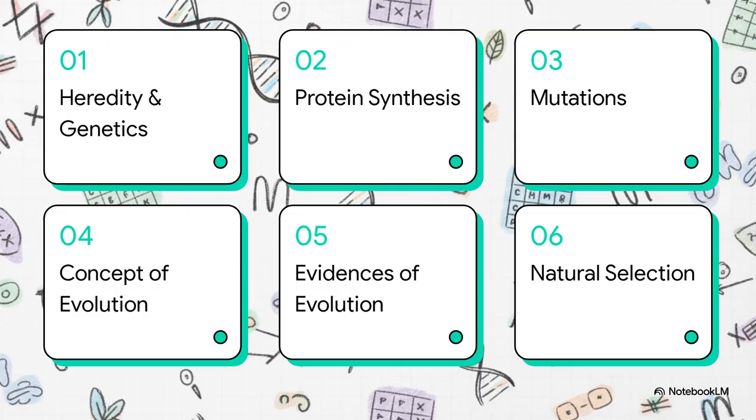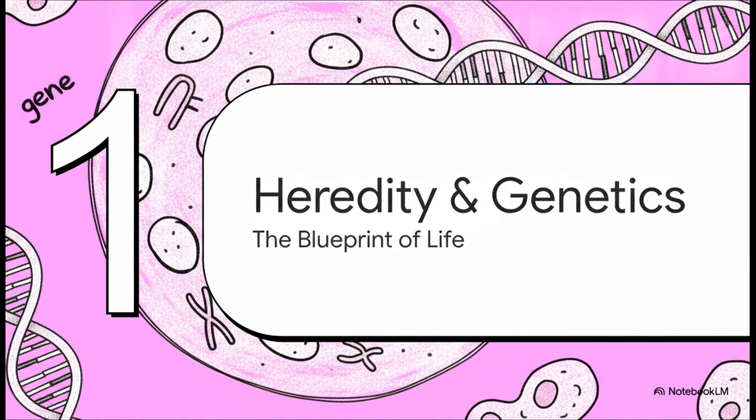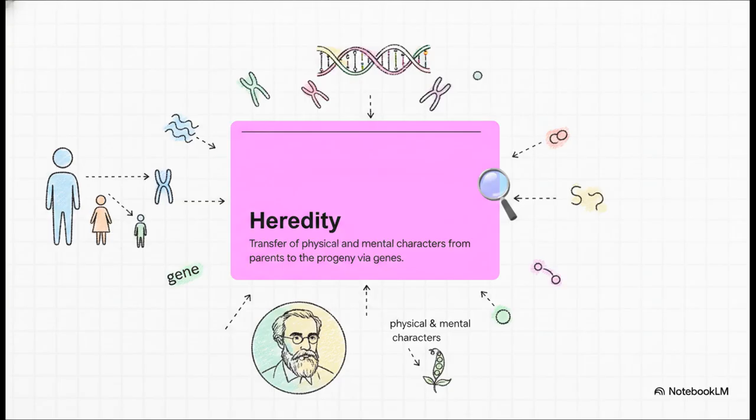So let's begin. Section 1. Heredity and genetic changes, the blueprint of life. Let's start our journey right inside the nucleus of a cell, looking at the very foundation of who we are. Before we can truly understand how life evolves, we have to first define heredity. You can think of it as nature's ultimate inheritance. It's simply the process of transferring physical and mental characters from parents to their progeny via genes.